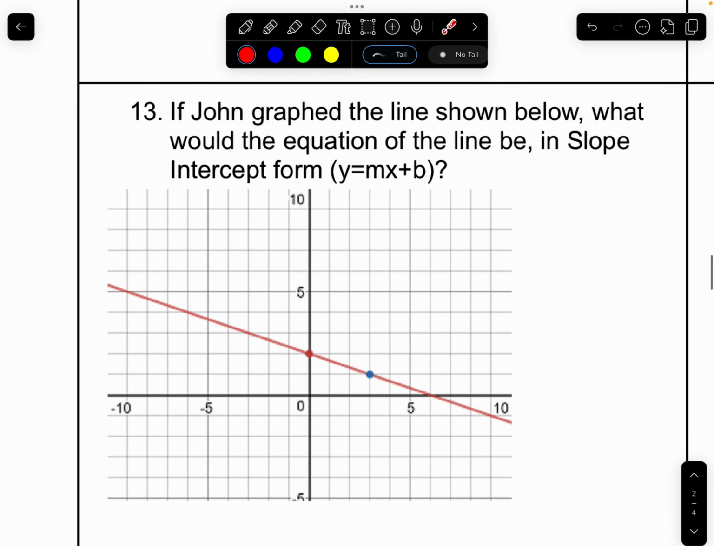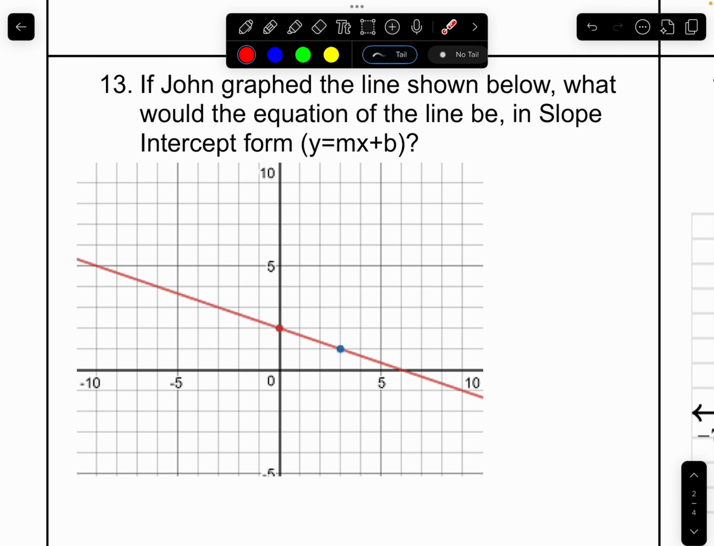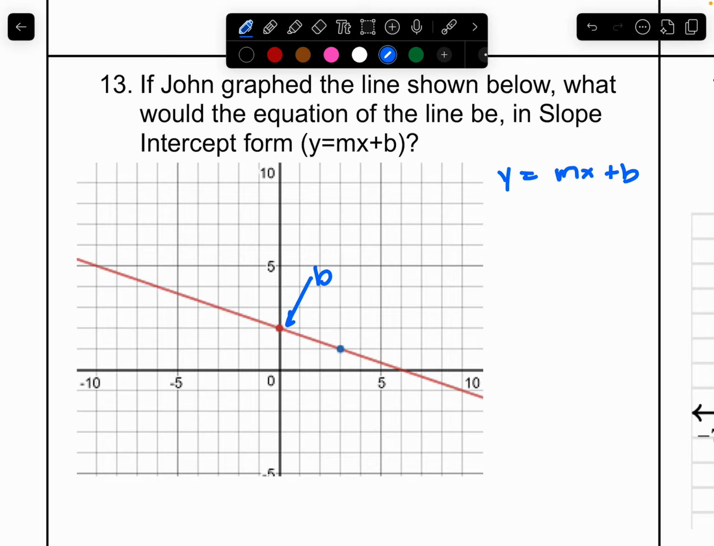Let's go ahead and do number 13. If John graphed the line shown below, what would the equation of the line be in slope-intercept form? So this one should be a no-brainer for you guys because we've practiced this so many times. Y equals mx plus b. Where's my b? My b is right there, which is at (0, 2). Okay, my b is 2.